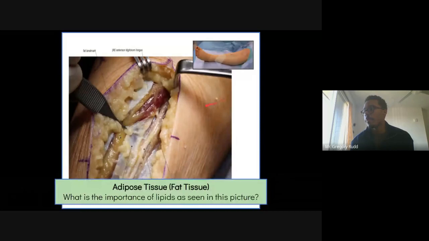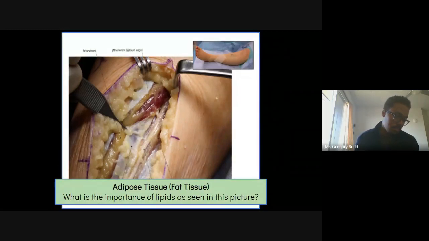So my question, fat tissue is called adipose tissue. That's the technical term, the medical term. What is the importance of lipids in human beings' bodies? Why do we have fats in our bodies? What do they do for us? Why is it actually a good thing to have some fat in our bodies?